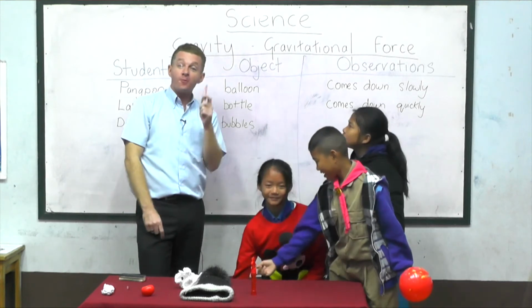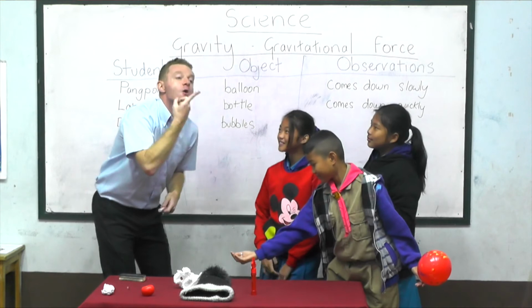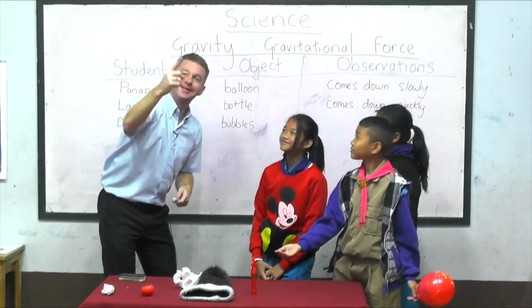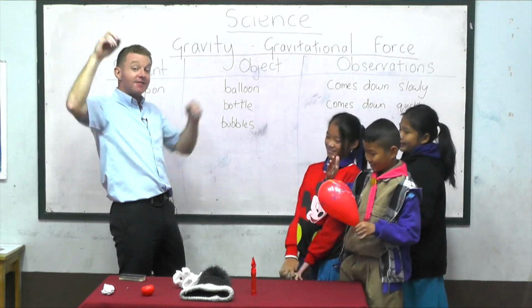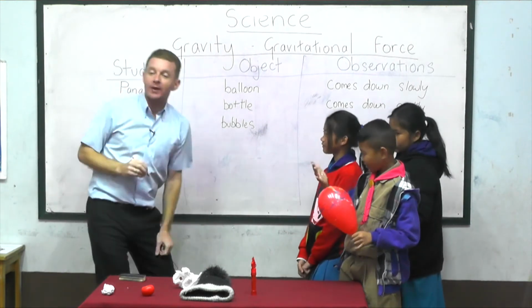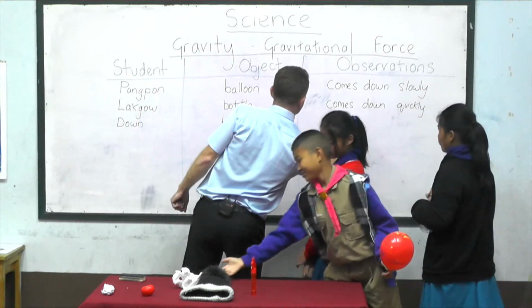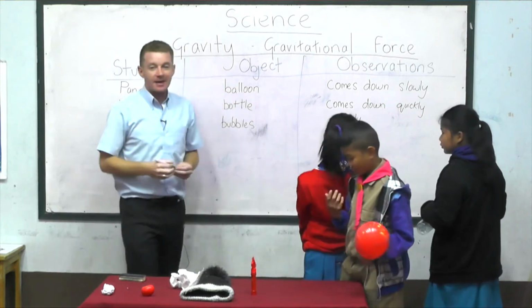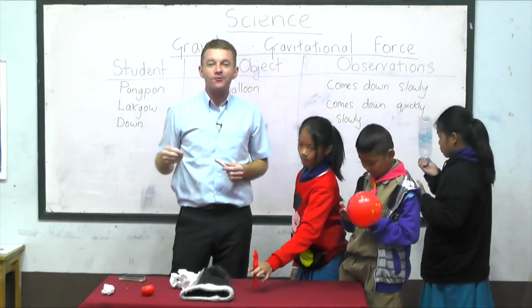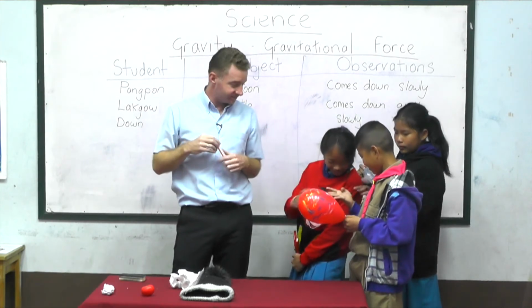Okay, so observation. So, did the bubbles go up? Yes. And then did they come down? Yes. Quickly or slowly? Slowly. Slowly. Okay, so bubbles we will just put come down slowly. And that's 3 students. And now, on to our next student, Prel. Come and join me at the front of class, please.